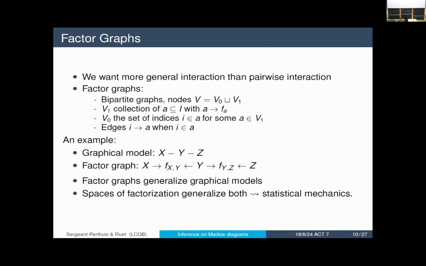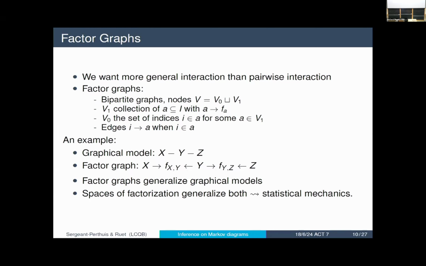So the simple example is if you have a graphical model x, y, z. This is saying that p of x, y, z is equal to f of x, y times f of y, z. Then the factor graph is simply, for each edge, you add a box and you put the factor associated to the edge. Not saying anything new, but this is interesting here because in fact, the inclusion relation in the edge tells you that basically you have a poset.